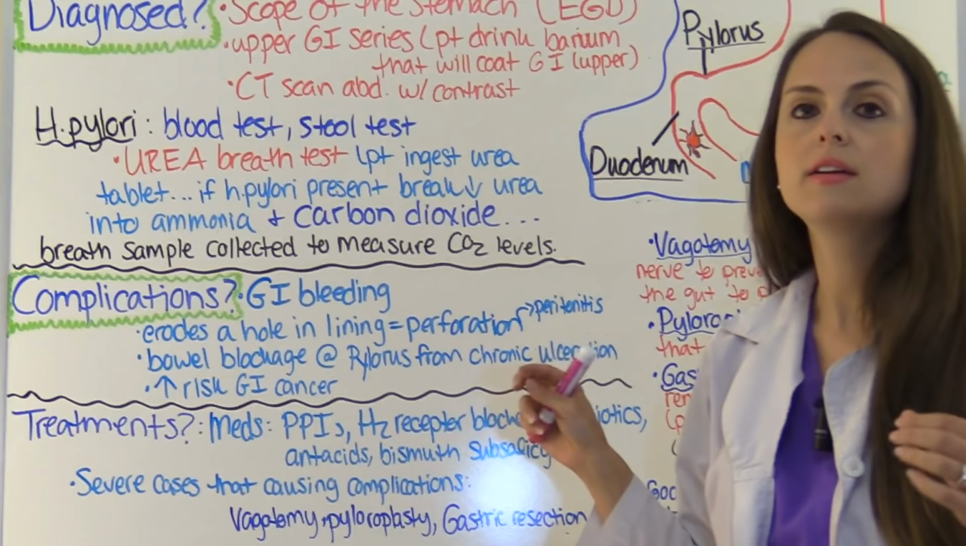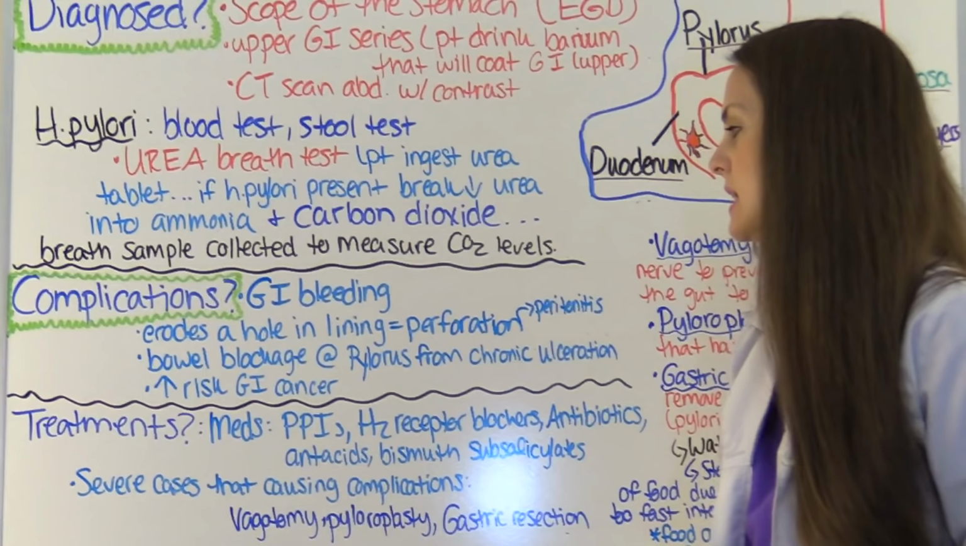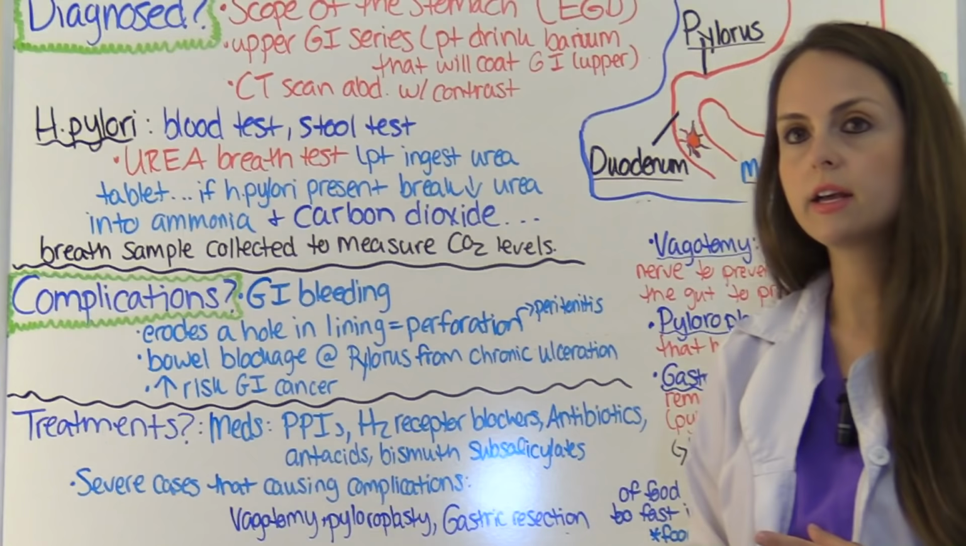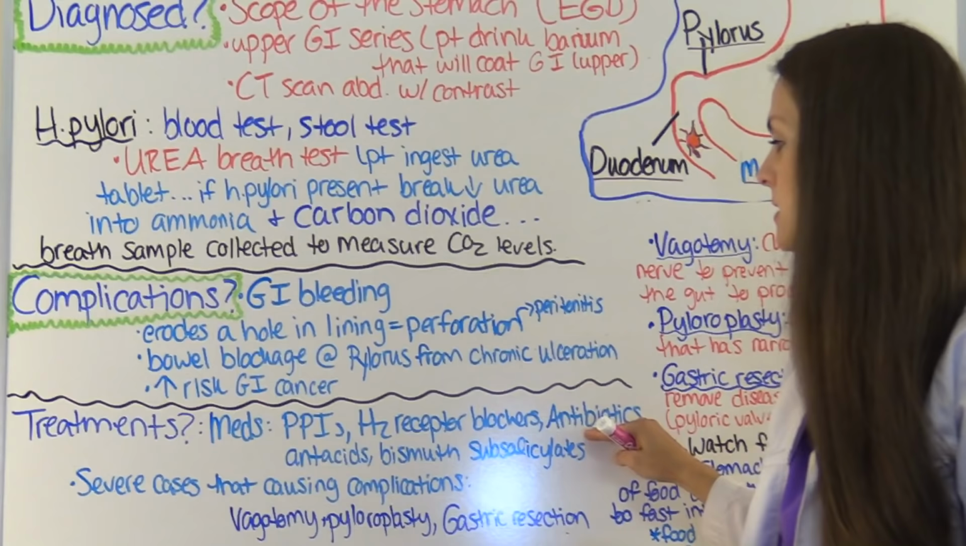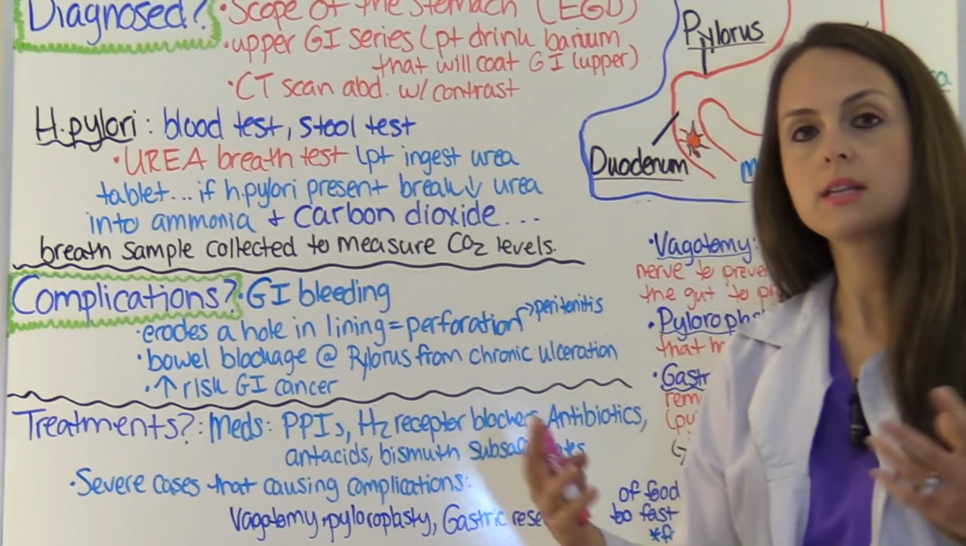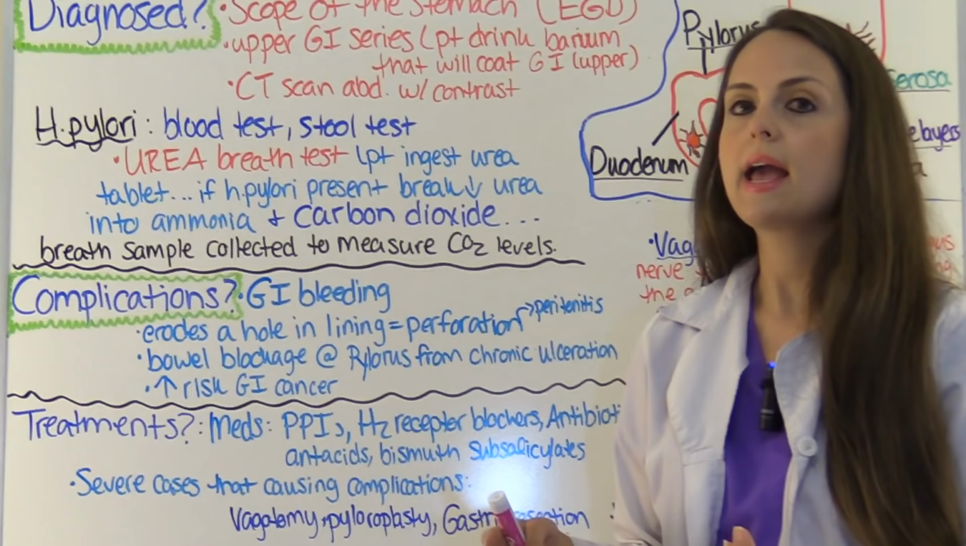Okay, so what are the treatments for peptic ulcer disease? Medications. A lot of times physicians will write medication for a patient. What they order depends on the severity of what the patient has. If they have H. pylori, a lot of times they'll be started on antibiotics to kill the bacteria, along with a PPI, which is a proton pump inhibitor, and maybe a bismuth subsalicylate, which is the Pepto-Bismol substance, to decrease gastric acid, coat that ulcer, and antibiotics to kill the bacteria.